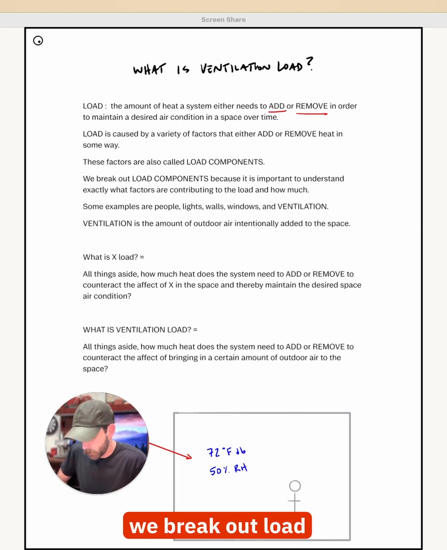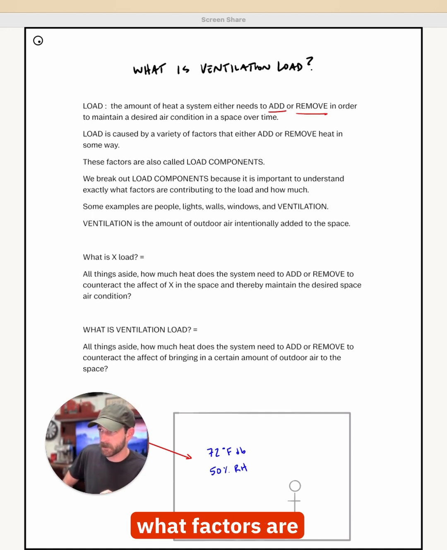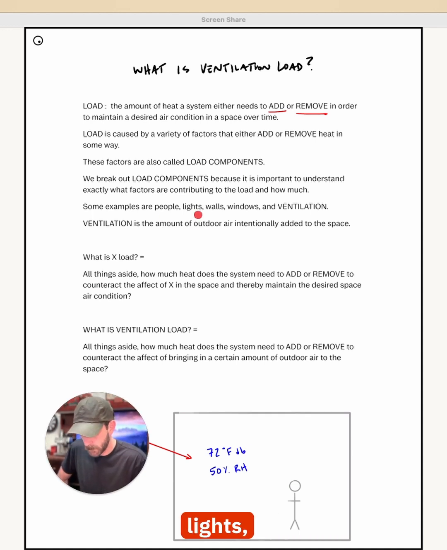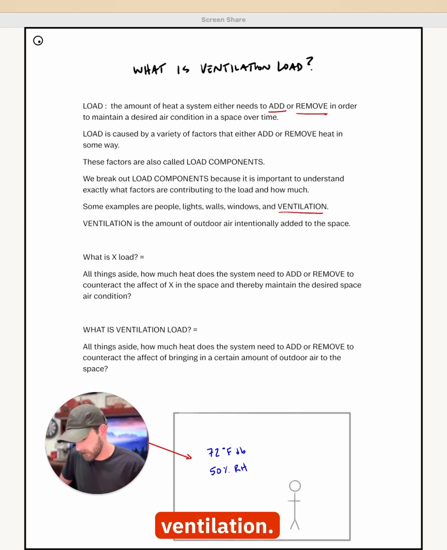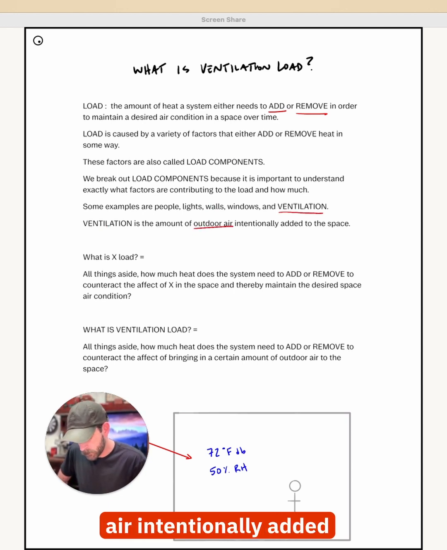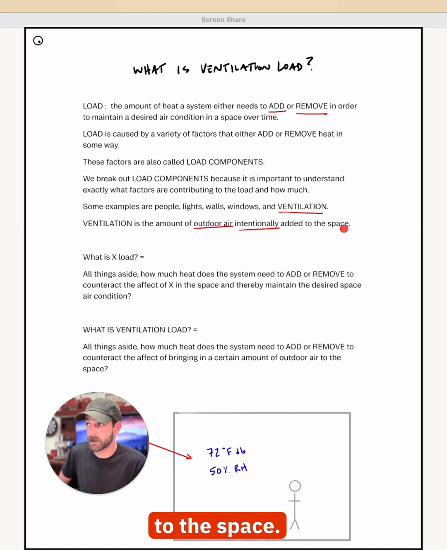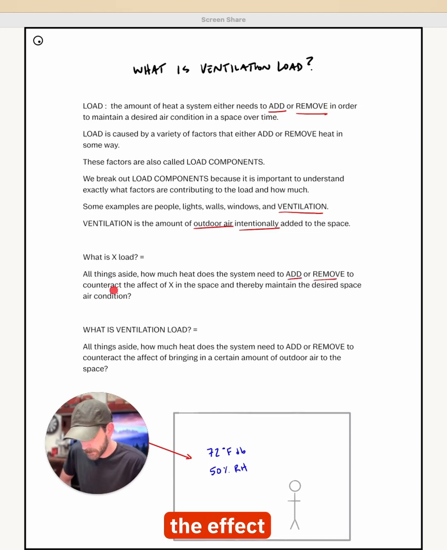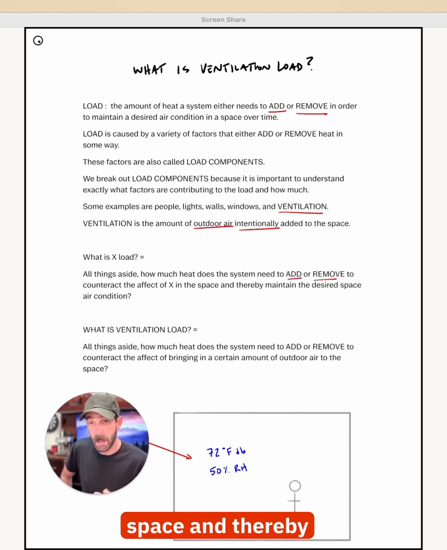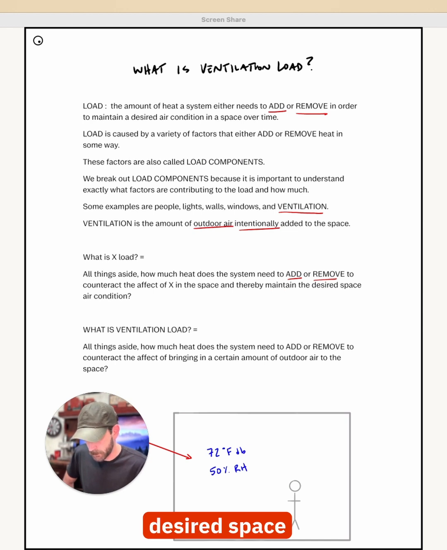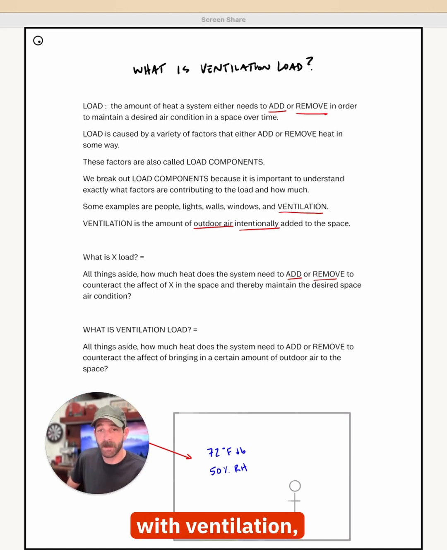Now, as engineers, we break out load components because it is important to understand exactly what factors are contributing to the load and how much. Some examples are people, lights, walls, windows, and ventilation. Ventilation is the amount of outdoor air intentionally added to the space. So, when we ask what is X load, we are asking, all things aside, how much heat does the system need to add or remove to counteract the effect of X in the space and thereby maintain the desired space air condition? Now replace X with ventilation.